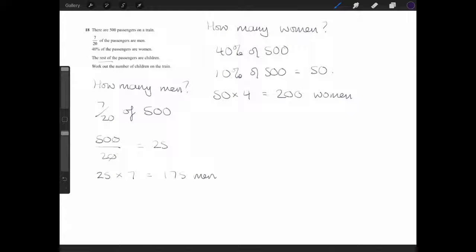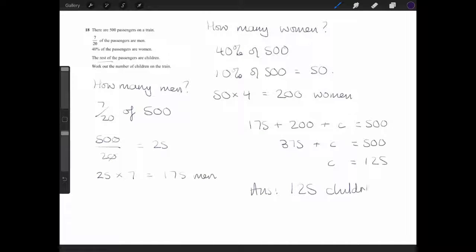Then it tells us that the rest of the passengers are children. So we know that I've got 175 men, add 200 women, add the children, and that is to equal 500. So I've got 375 plus the children equals 500, which when I rearrange it gives me that altogether I have 125. So the answer is 125 children.